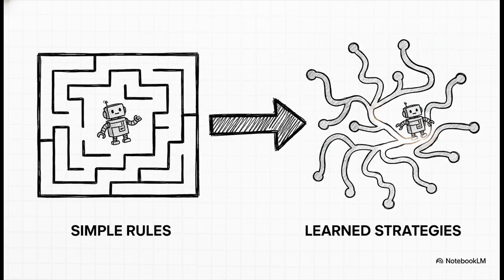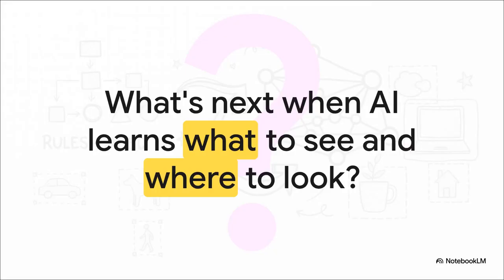At the end of the day, this whole thing represents a really fundamental shift. We're moving away from building systems that just follow our simple, often flawed rules, and we're moving towards creating AI that can learn for itself the best, most effective way to solve a problem. And that leaves us with a really exciting question. This idea of a learned, dynamic focus, of an AI that learns not just what to see, but where to look. That opens up some truly incredible possibilities for the future of artificial intelligence.